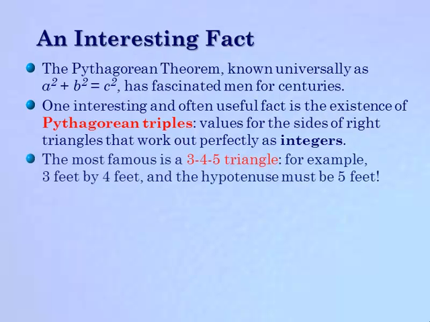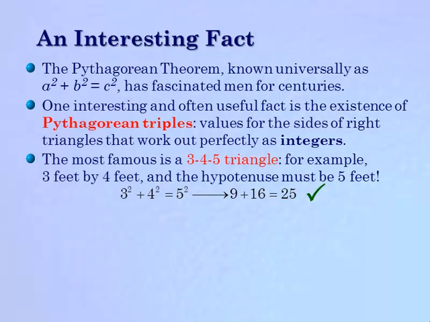The most famous is the 3, 4, 5 triangle. For example, you know that a 3-foot by 4-foot triangle has a hypotenuse that's 5 feet long. So that's very useful when you're framing and constructing things. And if you want to verify that something's a right angle, you can measure out 3 feet and 4 feet on the two sides and see whether it's 5 feet between the two points that you've measured.